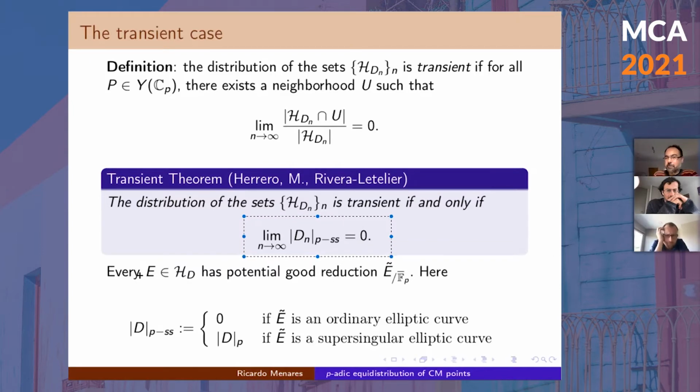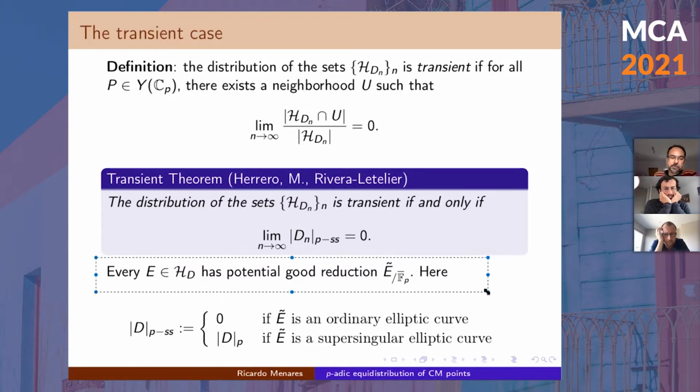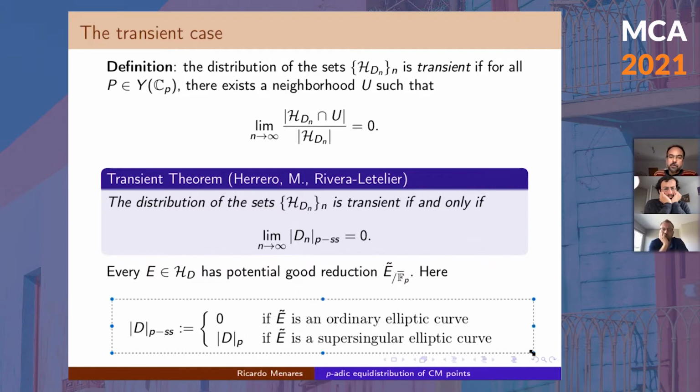Now I have to tell you what I mean by this, because I made this up for this talk. So let me explain that symbol. As is very well known, any CM elliptic curve has potential good reduction. We call it E tilde here. It will be an elliptic curve over F_p bar. The p-supersingular absolute value will be, by definition, 0 if this E tilde is an ordinary elliptic curve, and will be the p-adic value of the absolute value of the discriminant if E tilde is a supersingular elliptic curve.